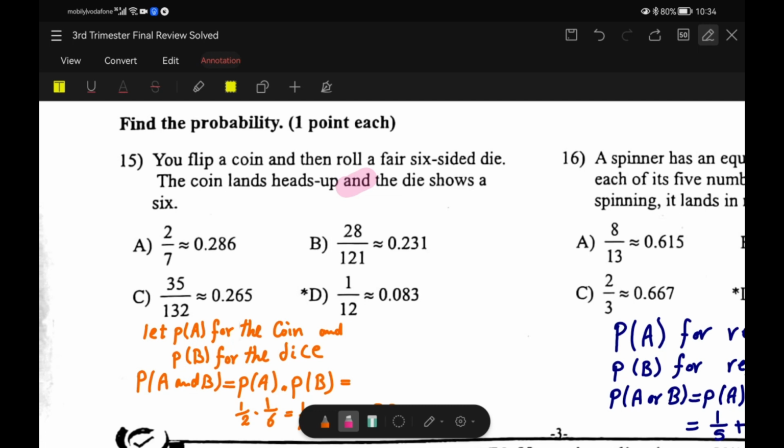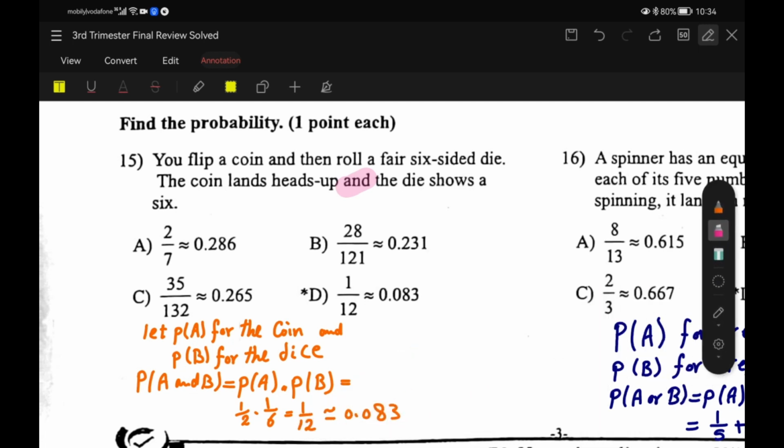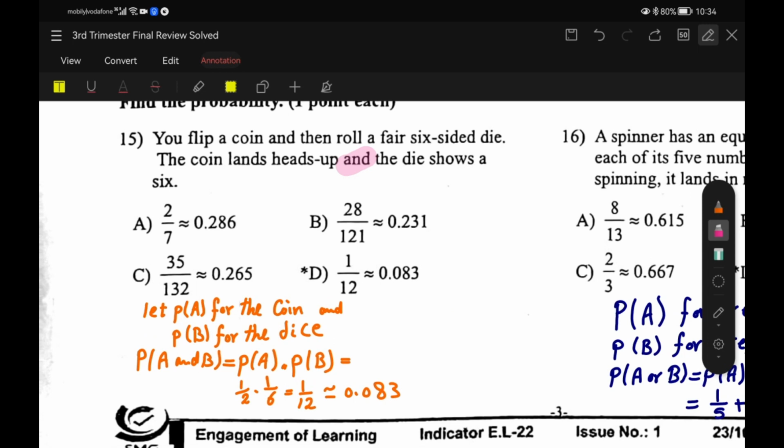The coin lands head up. Okay, it gave us head. So let's solve for that. The head is 1 out of 2 times. The number shows 6, so 6 is only 1 out of 6 sides. So 1/2 times 1 over 6 equals 1 over 12, or with approximation equals 0.083.